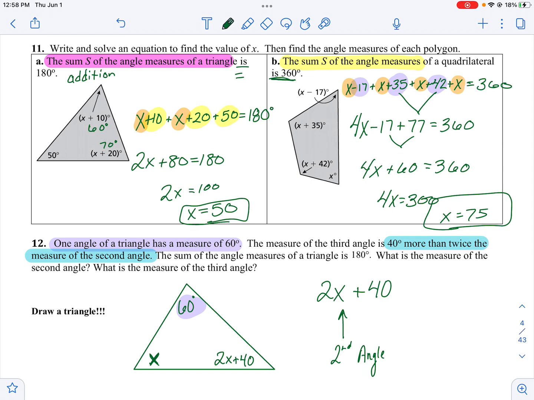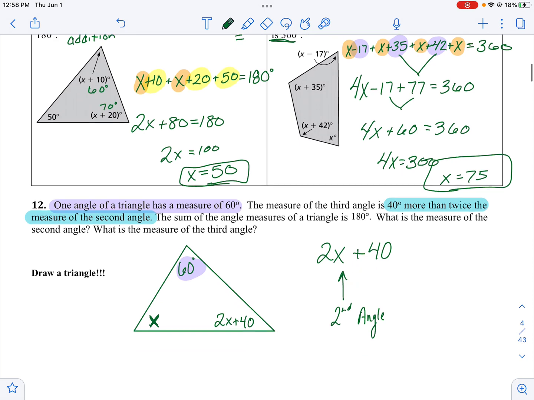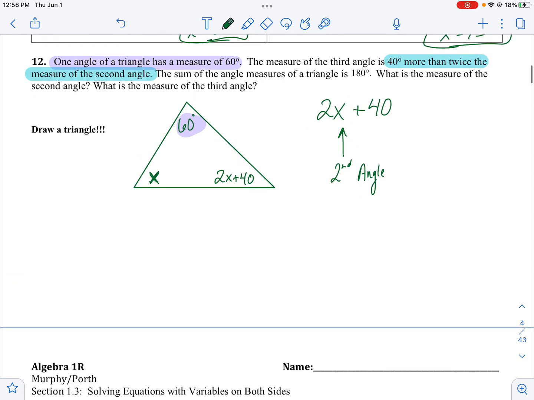And then it's the same process as 11a. So I would ask you to please pause the video, solve 12, and then unpause and check your work.